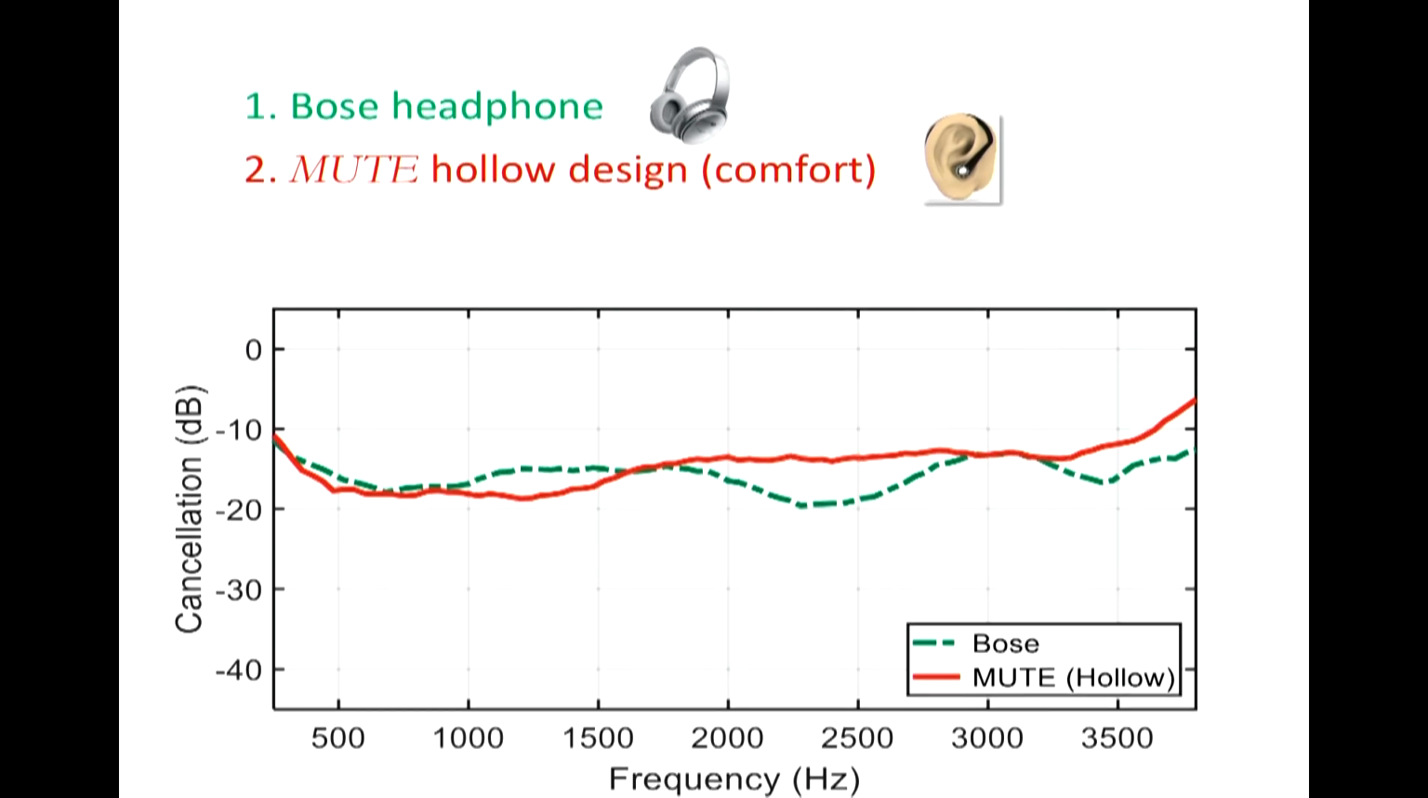So in this graph, the green curve shows the performance of Bose headphones, while the red curve shows our design, the MUTE hollow design. And obviously, the performance is pretty comparable. Actually, we are 0.9 dB worse than Bose on average. So now we want to ask, if we are able to add sound-absorbing material onto our hollow design, then we should be better, right? Because now we are going to have the gain from both lookahead as well as sound-absorbing material. So how are we going to evaluate that?